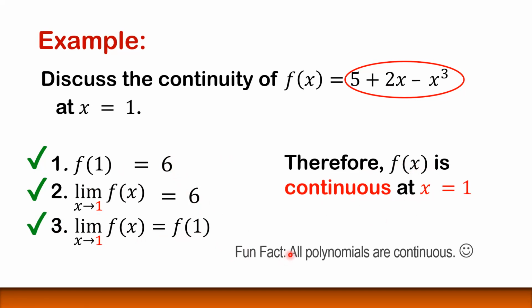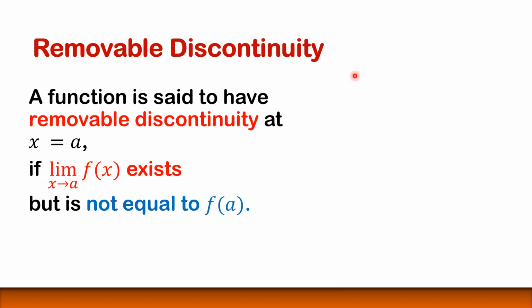And fun fact, all polynomials are continuous. This is a cubic function. So it must be a continuous function. So wala yung point of discontinuity. We can graph this as tuloy-tuloy. Okay, let's go to removable discontinuity.